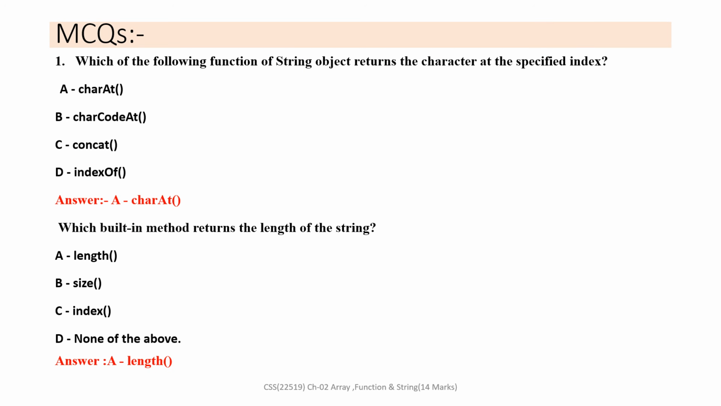Now we will see some MCQs. Which of the following functions of the string object returns the character at a specified index? The options are charAt, charCodeAt, concat, indexOf. The answer is A, charAt. Which built-in method returns the length of the string? A length, B size, C index, D none of the above. Length means the length of the string is calculated by the length property.